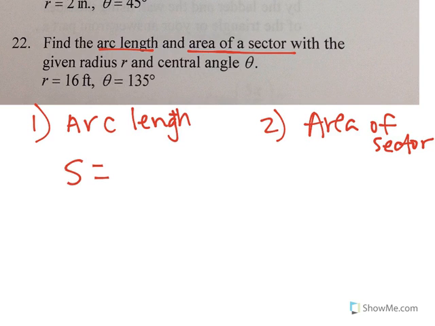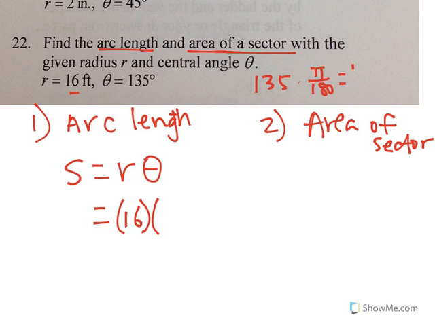Number one, the arc length is given by r theta, and so we're going to use what is given, which is the radius 16 feet, and the angle is 135 degrees. So we need to actually convert 135 into radians, because the formula can only work with radians. So that would be times pi over 180. That would be 135 pi over 180, and we can simplify that into 3 pi over 4.